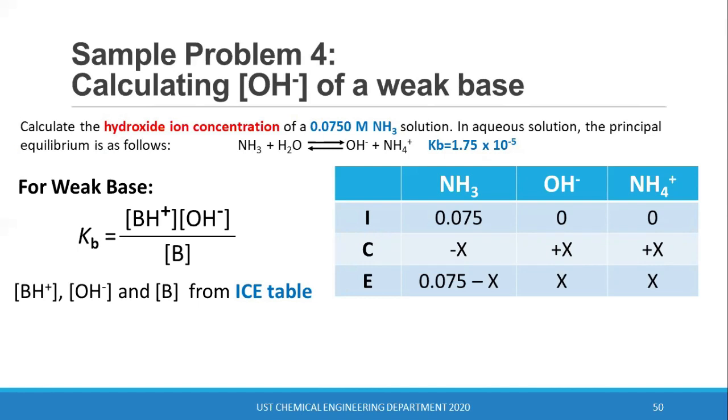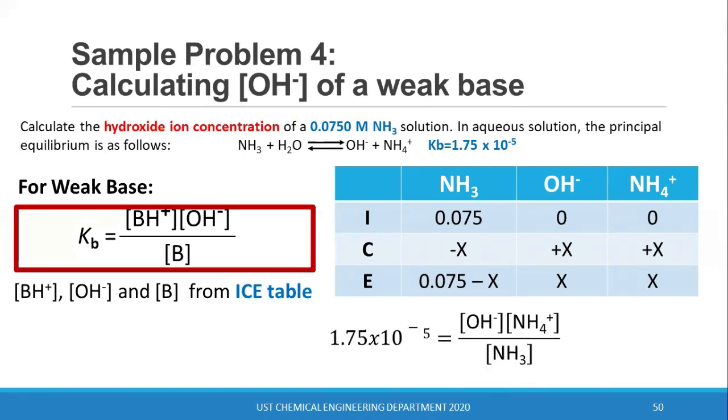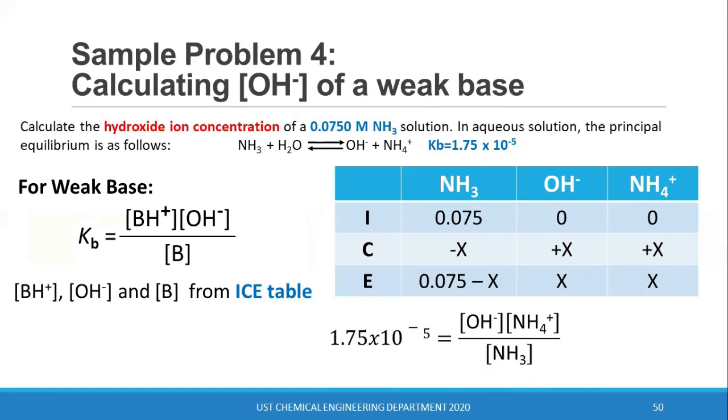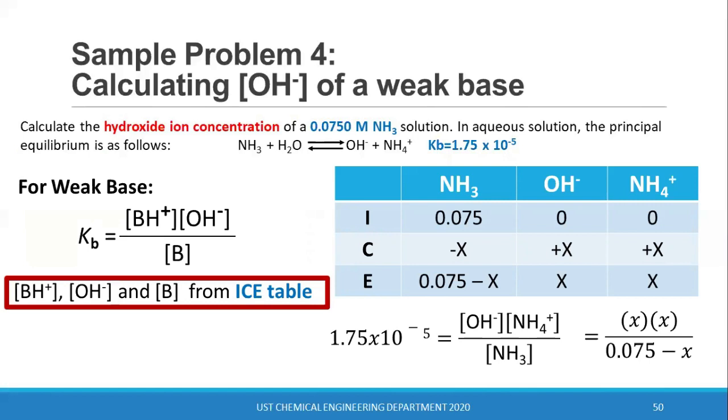Writing the expression for Kb and substituting the values in the ICE table will result in an equation that again is quadratic in nature and contains only one unknown. Solving for the values of x will be easier if you know how to solve quadratic equations in your calculators. Solving for x, we get the value 1.14 times 10 to the negative 3 molar. We have now completely solved sample problem number 4.